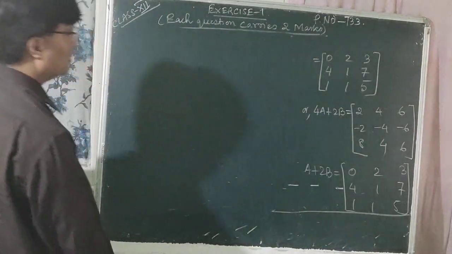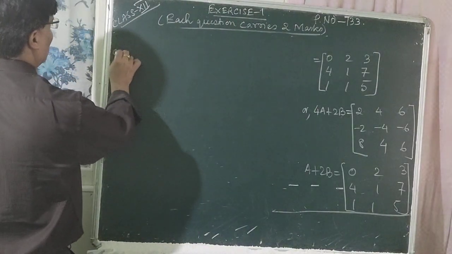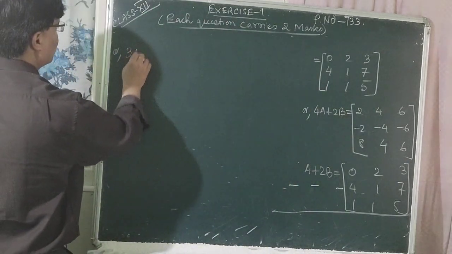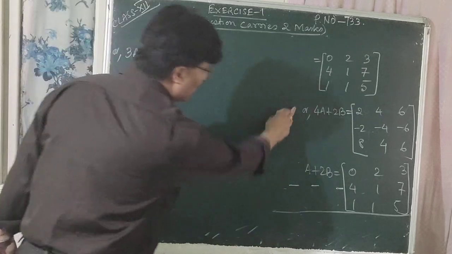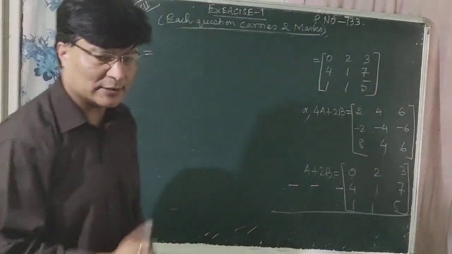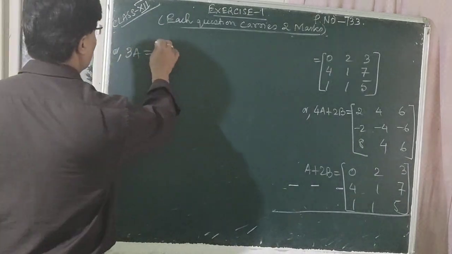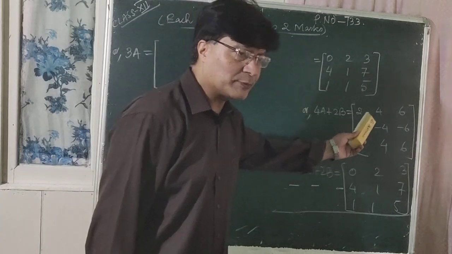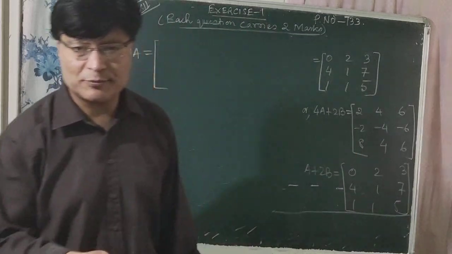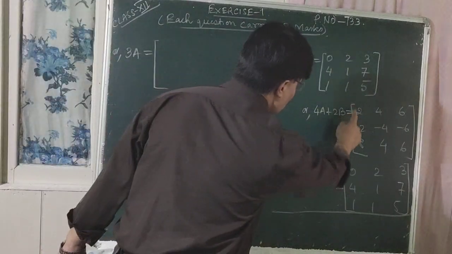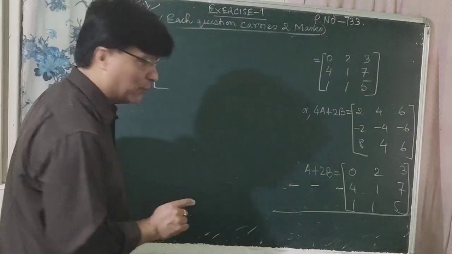So write down next. Now 4a minus a is 3a, and here 2b minus 2b gets cancelled, so you don't have to write it. So it is equal to, now you have to do the subtraction of these two matrices. You can subtract them because they are of the same order. You have to subtract the corresponding elements.